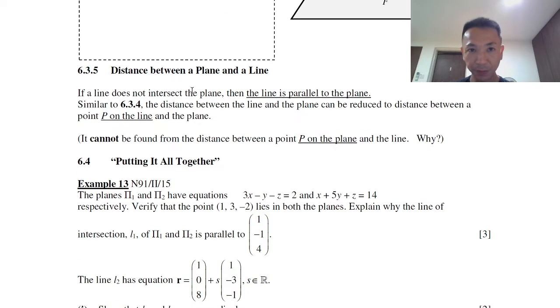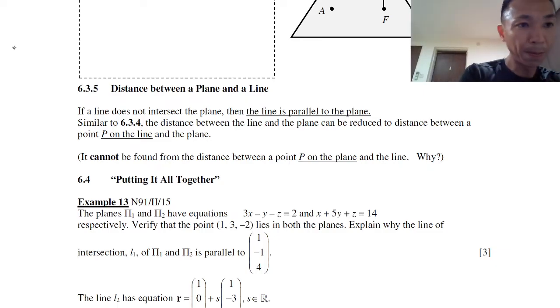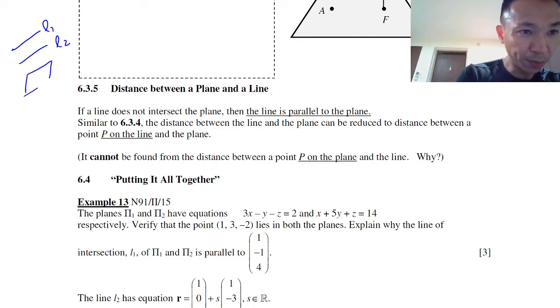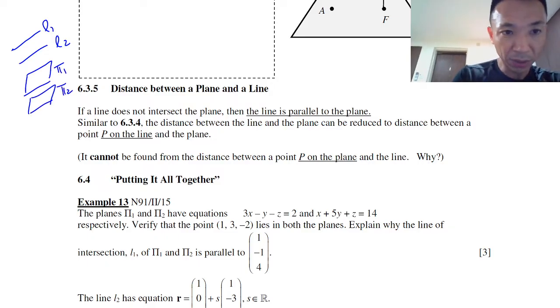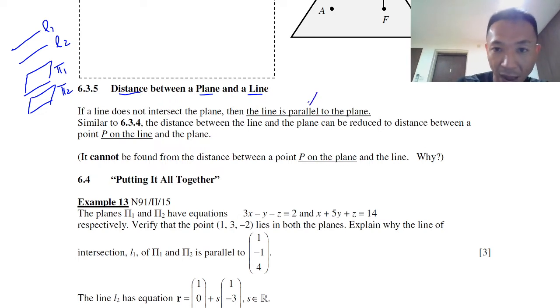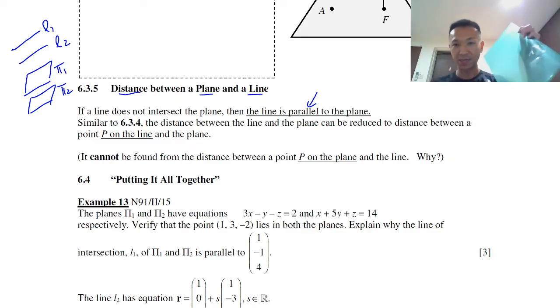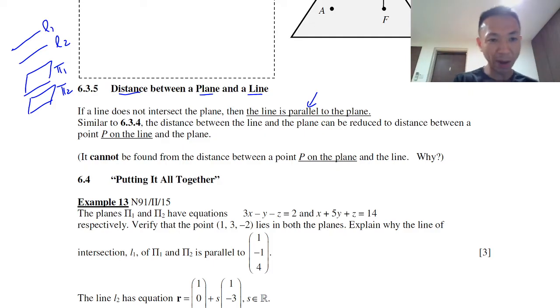We have done distance between two parallel lines. We have done distance between two parallel planes. Now we are talking about distance between a plane and a line. Again, inherently it must be parallel. If it's not parallel, there's no distance to talk about, because the line and the plane intersect at a point. End of story. So it must be parallel.